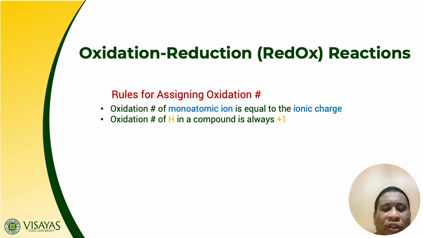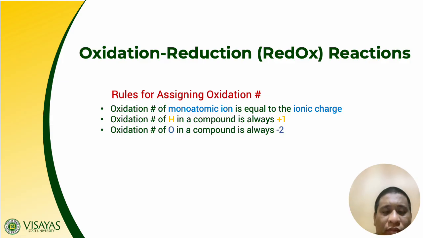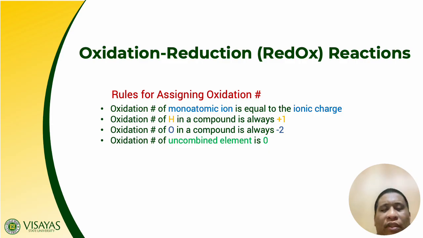Now, for hydrogen, in almost all of its compounds, it will tend to have a positive 1 oxidation number. And then for oxygen, it tends to have negative 2. Now, if you have an elemental free state, or what we also call an uncombined element, it will always have a 0 oxidation number.